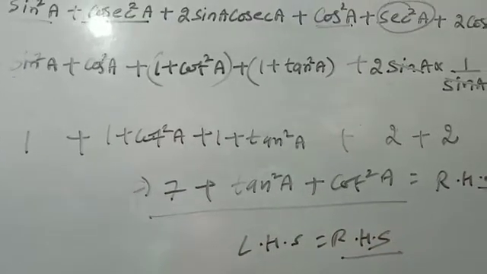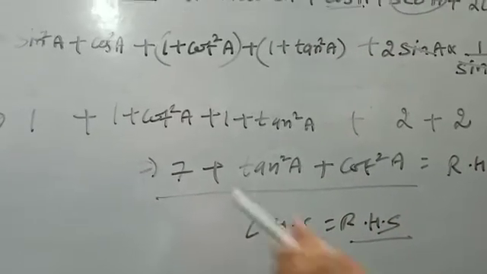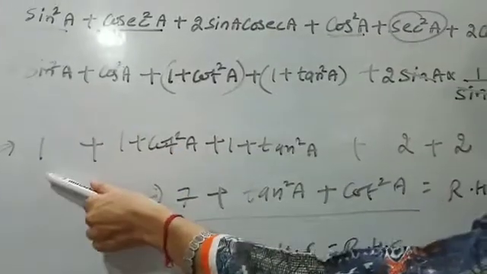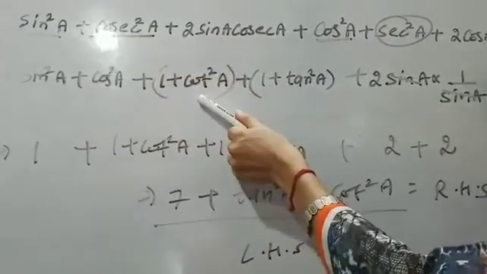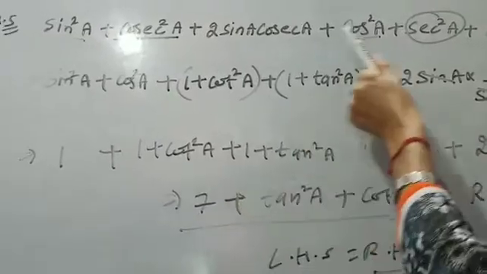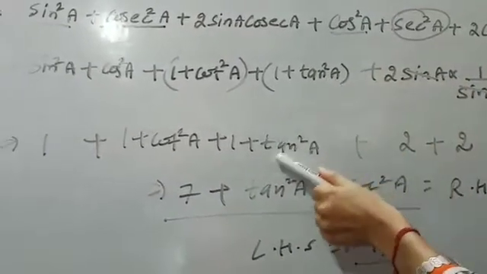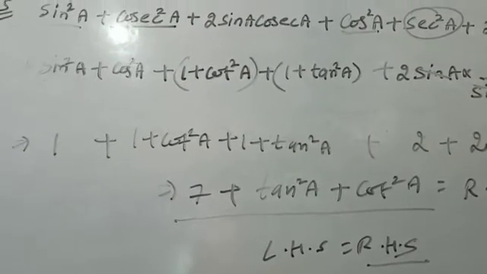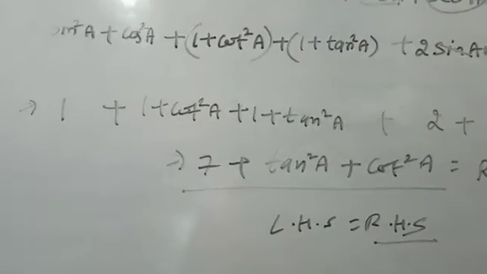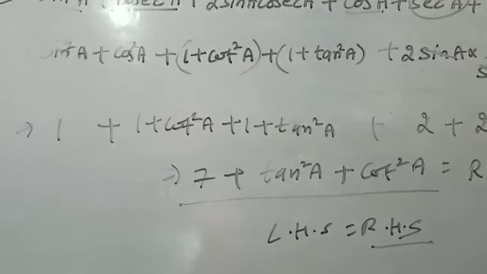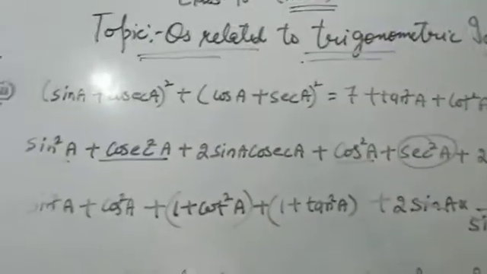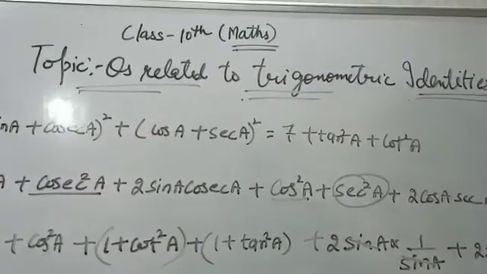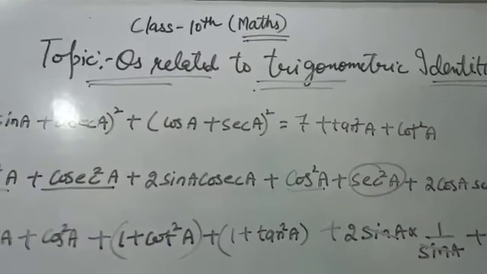In this one question we used all the identities: sin square A plus cos square A is equal to 1, cosecant square A is equal to 1 plus cot square A, and secant square A is equal to 1 plus tan square A. Okay students, by using all the identities we can prove other identities also. So by these questions you can try the other questions also.